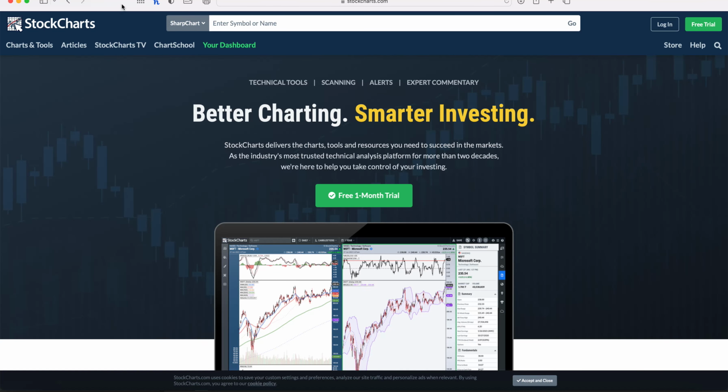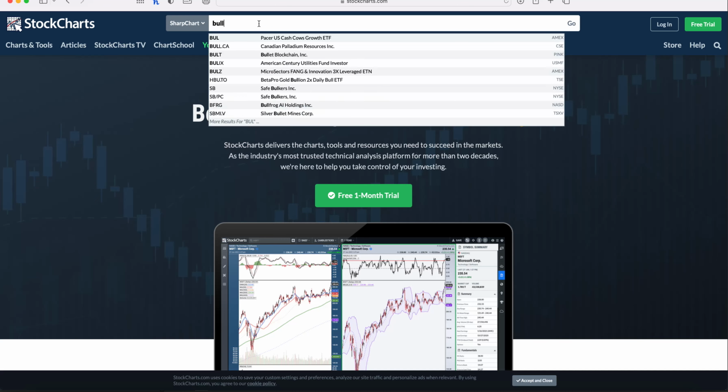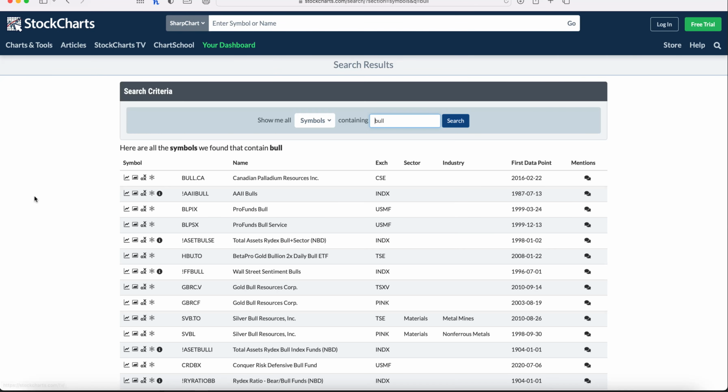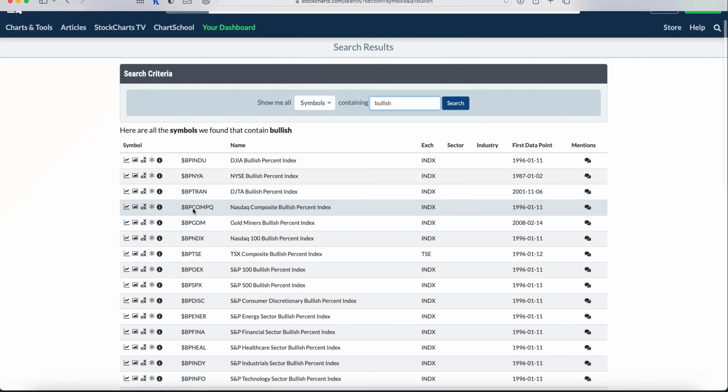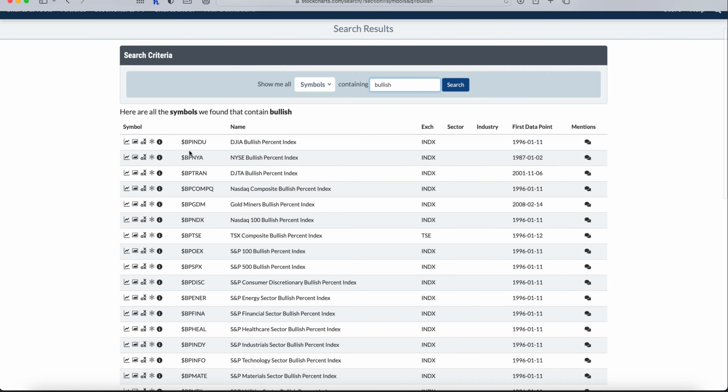Then I go into stockcharts.com, and you have to realize that when you type in bull here, these bullish percent indexes, I'm sorry, let's do bullish instead, these bullish percent indexes are different than the one I was just showing you there.